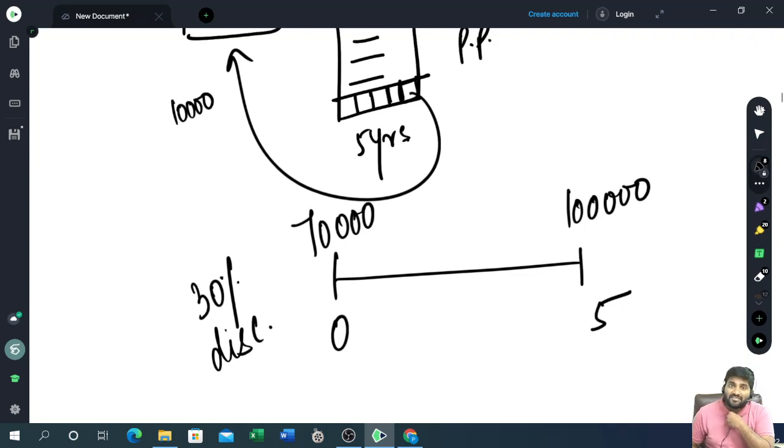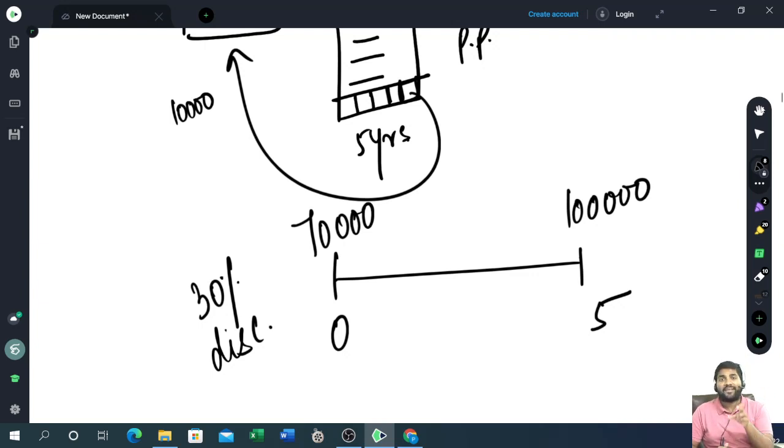It generally happens to cut down the regular expenses, because interest needs to be paid regularly. Whether you're earning the profit or not, it doesn't matter. So these kind of arrangements are done when the company is trying to expand and the company needs to cut down the regular interest expenses. So the company will pay interest at once, 30,000 rupees after 5 years. So this is known as a zero coupon bond or a discount bond.